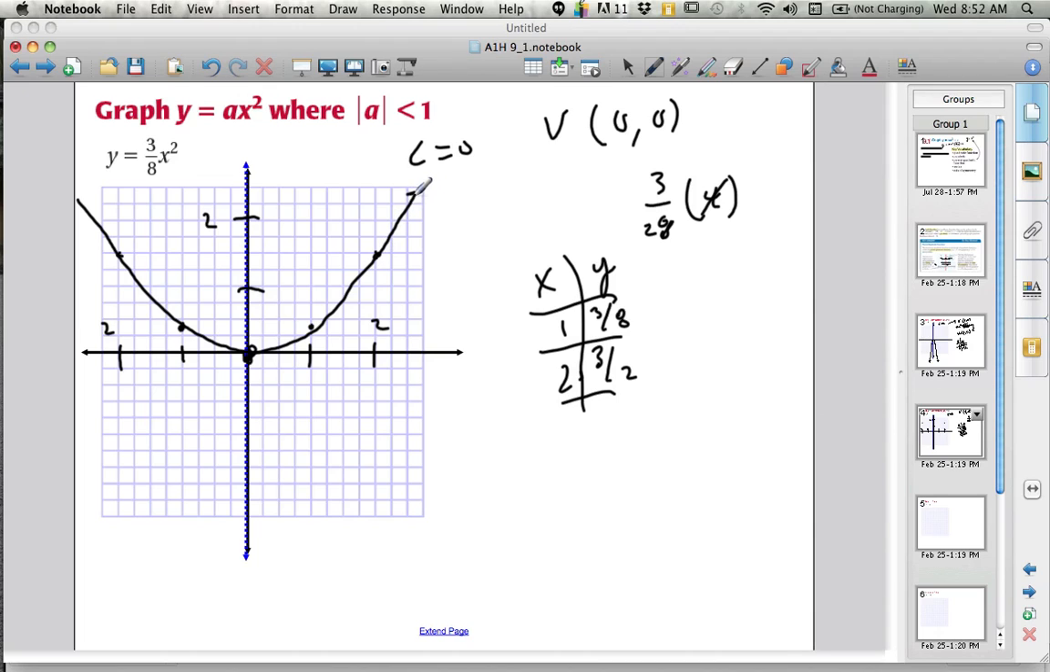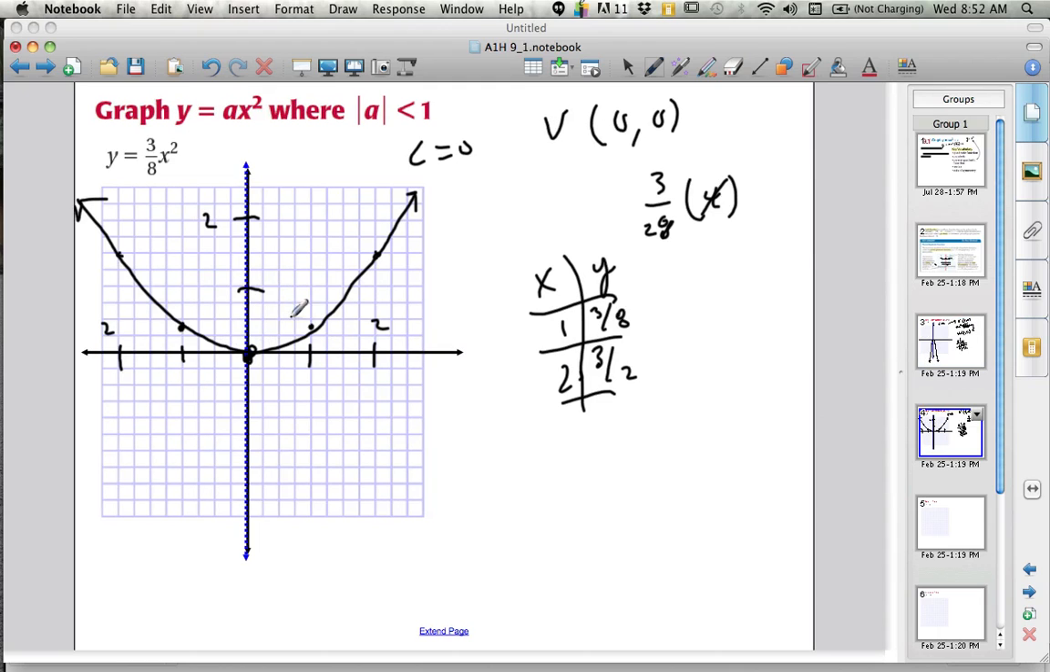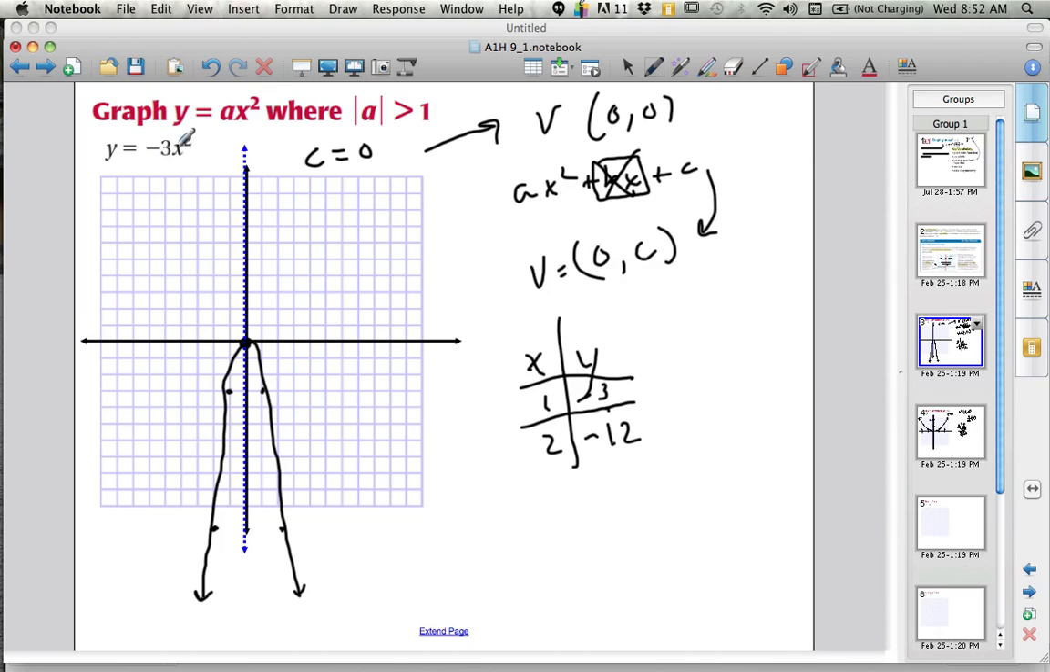So you'll notice that the shape of the parabola has changed quite a bit. Two things have changed. This one opens down and it's very narrow. This one opens up and it's very wide. And the point of that, and what makes that happen, is the leading coefficient. So the leading coefficient impacts whether it opens up or down and how wide it is.